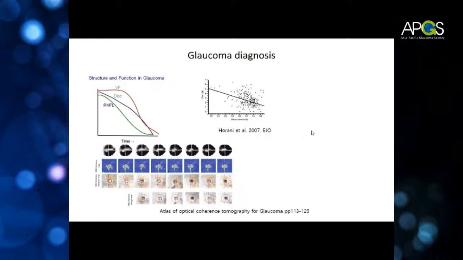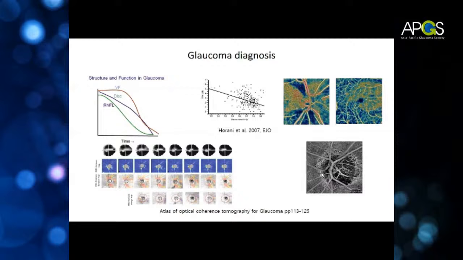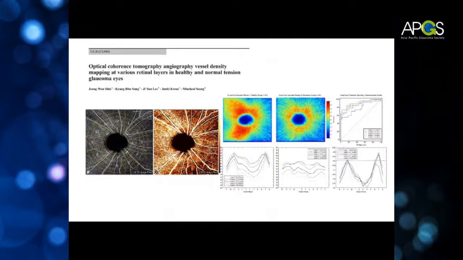So the role of OCT angiography, peripapillary vessel density, macular vessel density, and deep layer optic nerve head vascularity is an expected area of interest in the diagnosis of glaucoma. In order to incorporate OCT angiography in clinical care, we needed to know the characteristics of the OCT angiography-derived parameters.